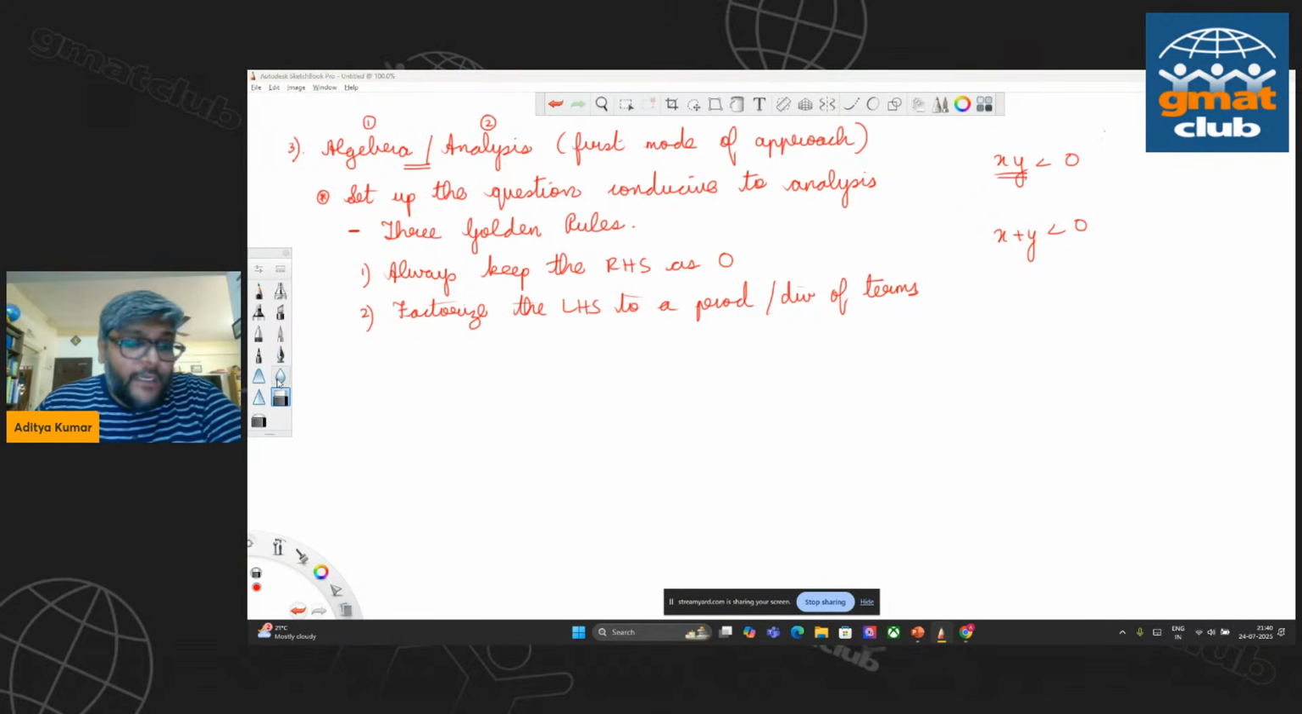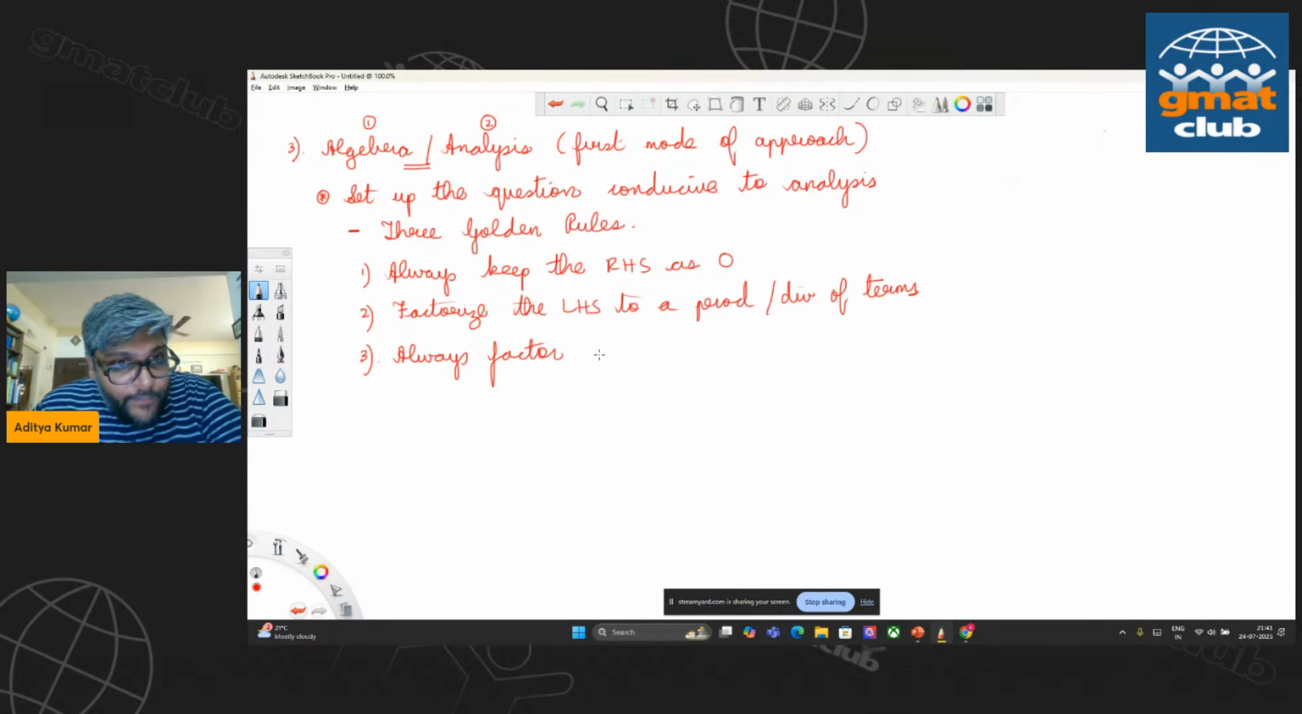So wherever possible, if you have the option of taking some terms out common, making it into a product or a division of values, I would always do it because it's going to help me in analysis based on sign. And the third of the golden rules: always factor out even powered terms. Always factor out even powered terms.